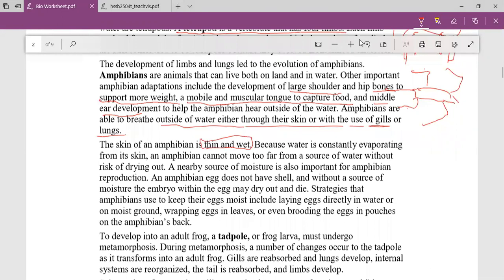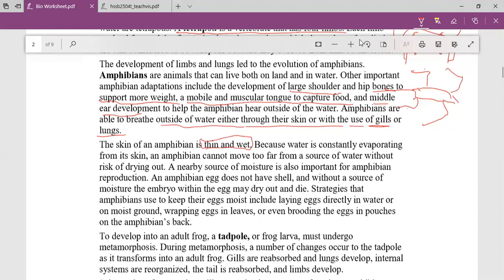A nearby source of moisture is also important for amphibians' reproduction. If someone asks you why amphibians usually stay near water, two major things: for fear of the skin drying out, and to have a place to lay the eggs for reproduction.